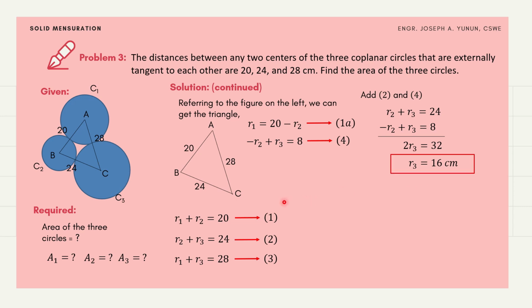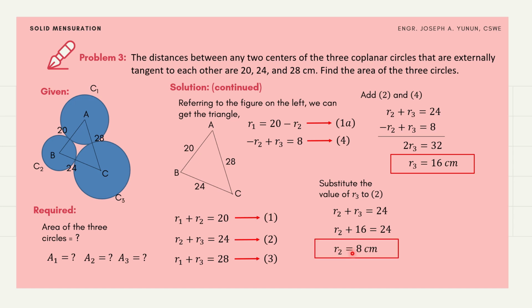Now, using equation 2, substitute the value of R3. From equation 2, R2 plus R3 equals 24, and substituting R3, you get R2 plus 16 equals 24. Simplifying, R2 is 8 centimeters. So the radius for C2 is 8 centimeters.